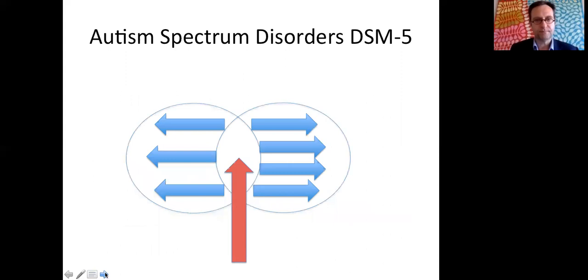So I hope that you will now understand my little umbrella or fan or lollipop or whatever you might want to call it, that autism is two main domains with three subdomains in social affect, four subdomains in repetitive and stereotyped behaviors. We need to have difficulties in each of those three, and we need to have difficulties in two of the four in order to say somebody has an autism spectrum disorder.